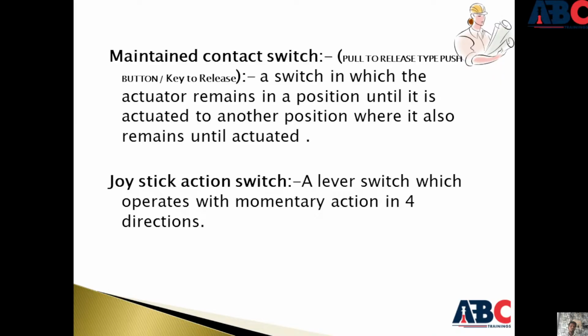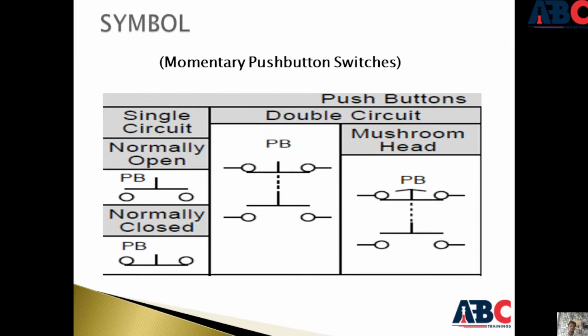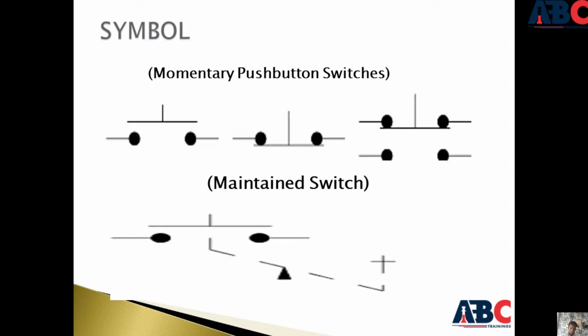Pull to release, key to release type push button. A switch in which the actuator remains in a position until it is actuated to another position, where it also remains until actuated. Joystick action switch: a lever switch which operates with momentary action in four directions. The symbols are momentary normally open, and push button normally closed. These are the symbols of momentary push button switch and maintained switches.